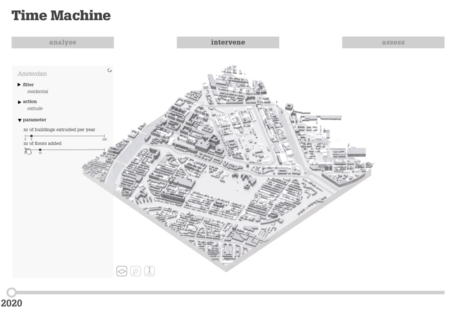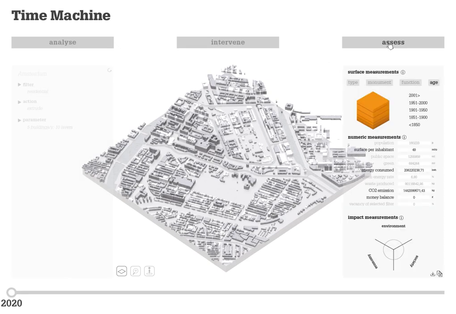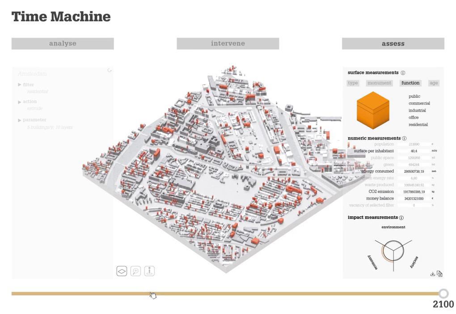To evaluate this, we click on the Assess tab. Time to assess the intervention over time. For this, we use the time slider. We move the slider into the future. Have a look at the axonometric view and see how it changes over time. As you can see, after 80 years of extrusion, a lot has changed. Now, let's take a closer look to our measurements.